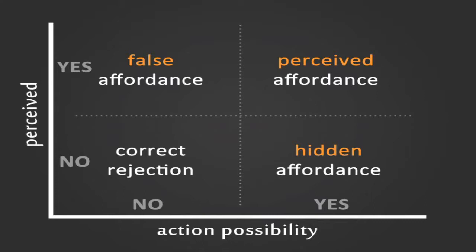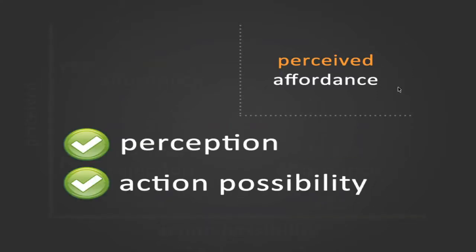You could imagine that there are hidden affordances where an action is possible but you can't perceive it. There are false affordances where you think you can see something but it can't really work. And then there's this correct rejection where you can't perform an action and the object's not showing you that you can perform an action. So let me give you a couple of examples. This is the quadrant you want to make sure you're designing for.